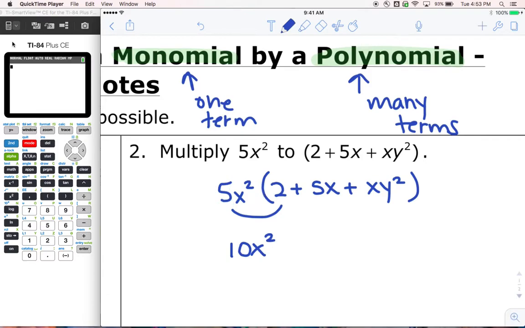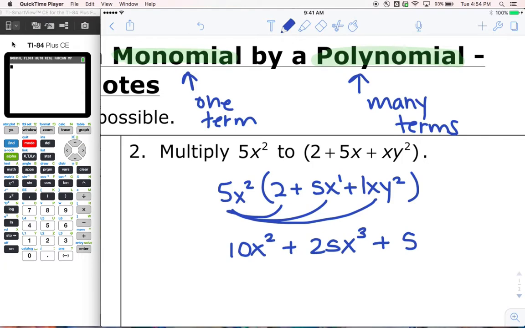Just stayed the same. 5 times 5x, okay, well we know 5 times 5 is 25. And then x squared times x to the first power, right? We add those exponents, and we get x to the power of 3. And then finally we have 5x squared times, all right, there's no number here, so let's put a 1. So our 5 is still our coefficient.